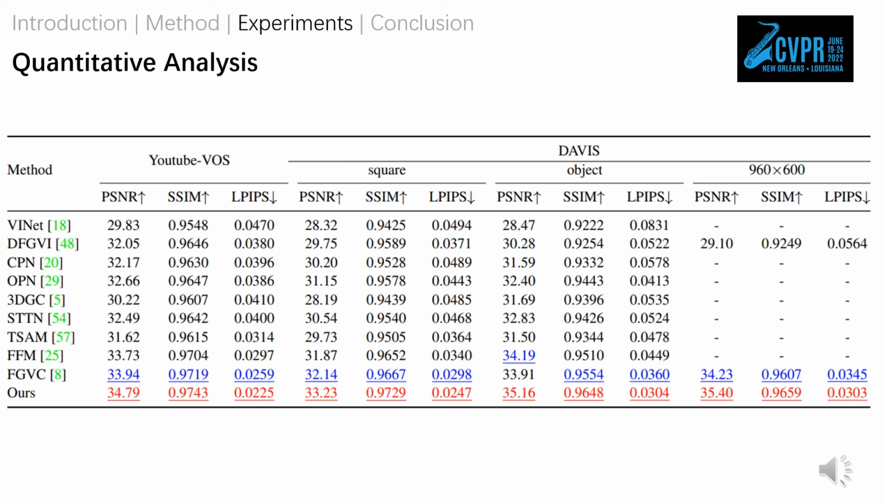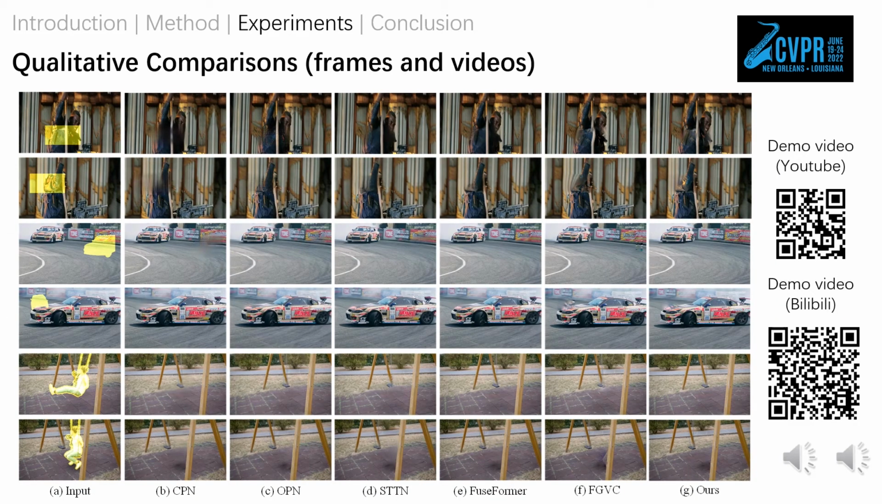Here is the quantitative result table. We evaluate our method and the baselines with different types of masks on YouTube-VOS and DAVIS. Our method achieves significant improvement over the previous baselines. We also provide the frame-wise and video-wise comparisons. For video-wise comparisons, please scan the QR codes at right. Thanks to IGFC and ASFN, our method suffers less warping error induced by inaccurate optical flows and less spatial inconsistency, as indicated in the yellow circle between our method and FGVC, which leads to more visually pleasing results.